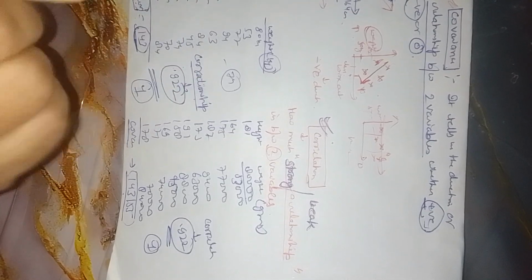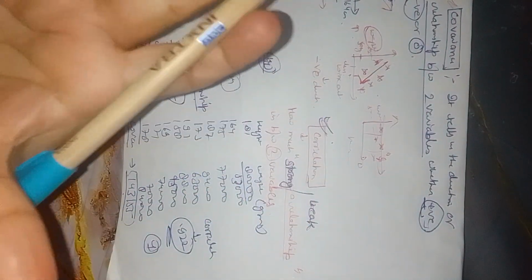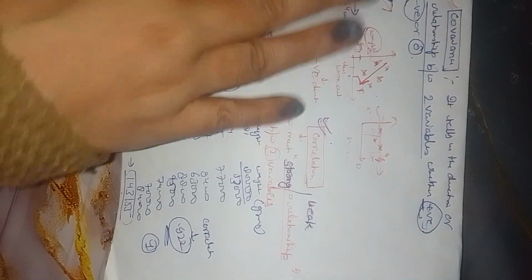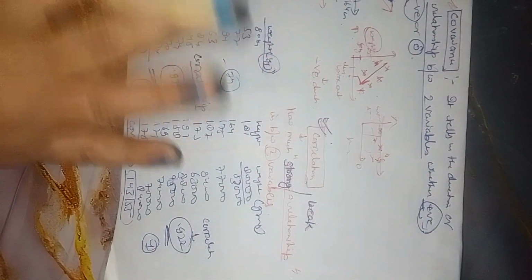So correlation and covariance: correlation tells us how strong or how weak the relationship is between two variables, and covariance tells us in which direction two variables are going, whether they are going in a positive or negative direction, or they are not showing anything and they are 0. So this is the main crux of this video.